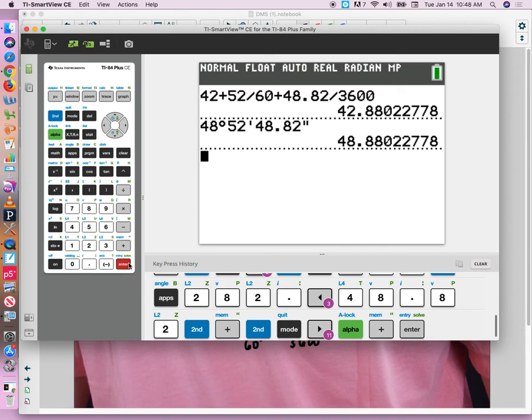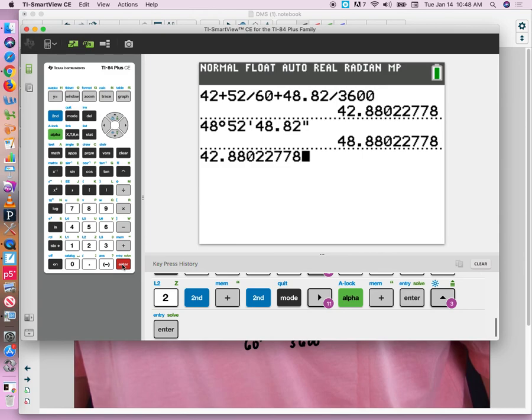Okay, girls. Now, let's go get this one. And let's go back the other way. All right, now you're going to feel like I'm hypocritical, because in a minute I'm going to show you a different way to do it that might surprise you. The way to logically do this one is realize, okay, I got 42 degrees. I would just write that down somewhere. And then I have 0.88022278.